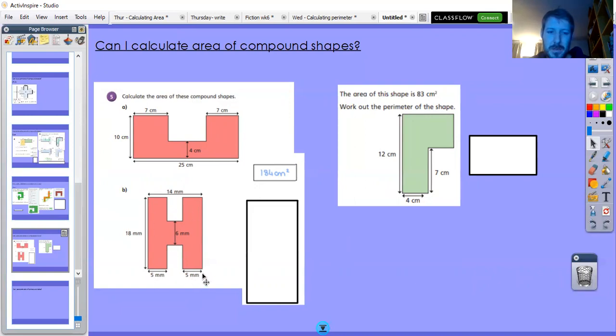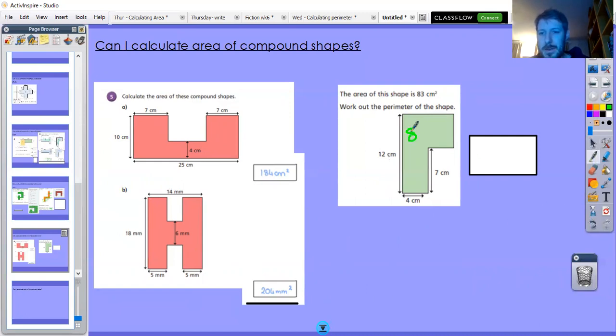And then these 2 bits as well, you might have taken out these chunks. So think of it as a whole shape, then find the area of these 2 little bits, because you've got some information about what this central bit is, how long this bit is, and then take out those chunks, and then hopefully you got 204 millimeters squared. And then this one, the area of the shape is 83 centimeters squared. Work out the perimeter of the shape.